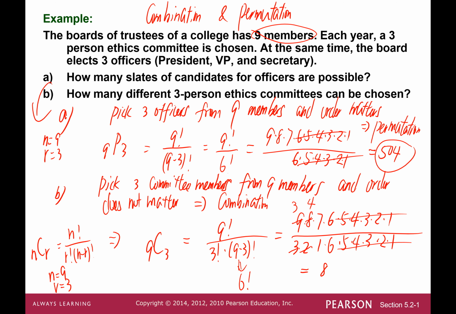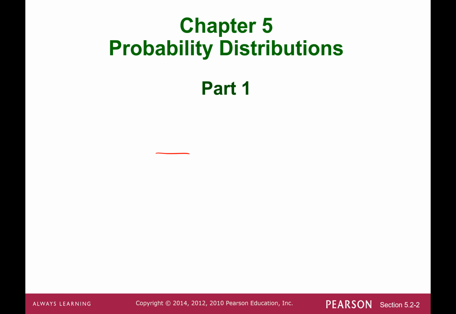So we have 84 possible combinations to pick a 3-person ethics committee. Okay, so that was a quick review of combination and permutation. Now let's move on to chapter 5, probability distribution.